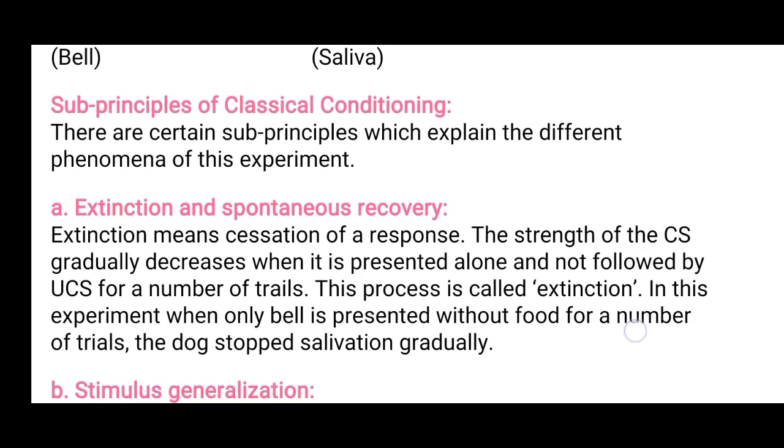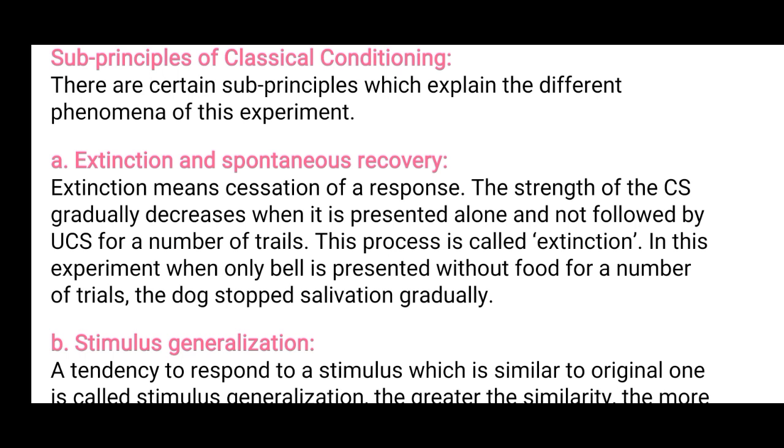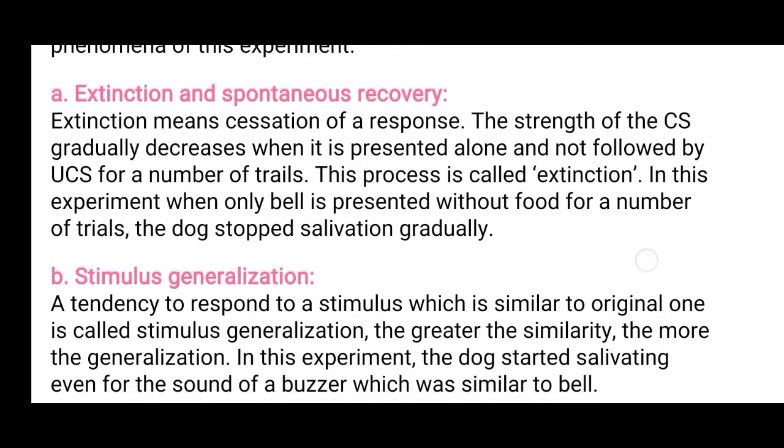Some principles of classical conditioning: extinction and spontaneous recovery. If a person does not get the thing for a certain time, he wipes out his experience. This is known as the extinction theory.